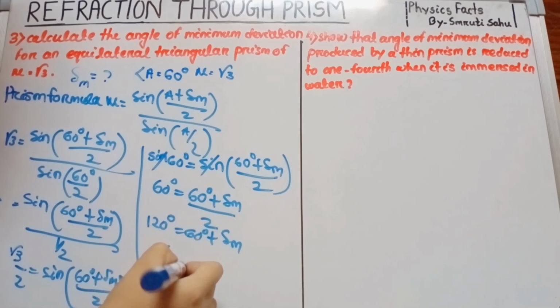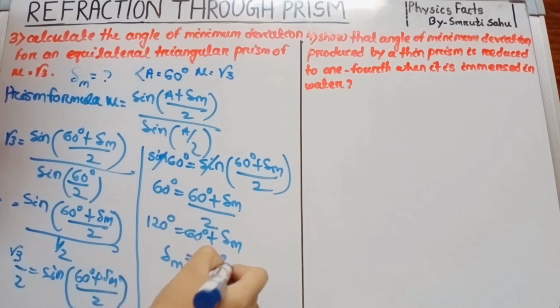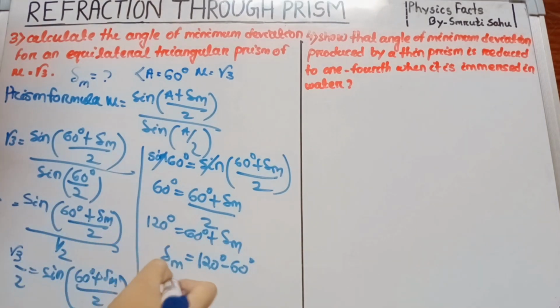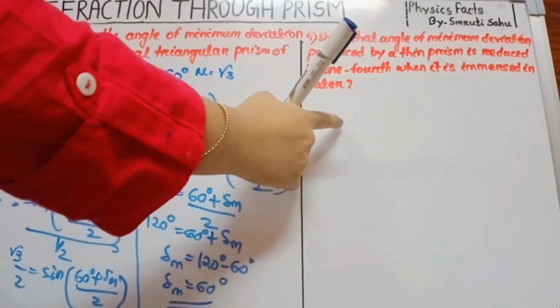Then what is delta m? Delta m equals 120 degrees minus 60 degrees. That means delta m is equal to 60 degrees. Clear, students? Then this one is a very important question.